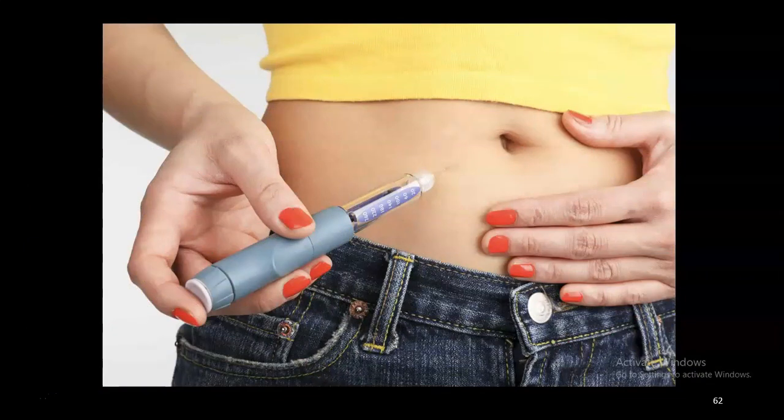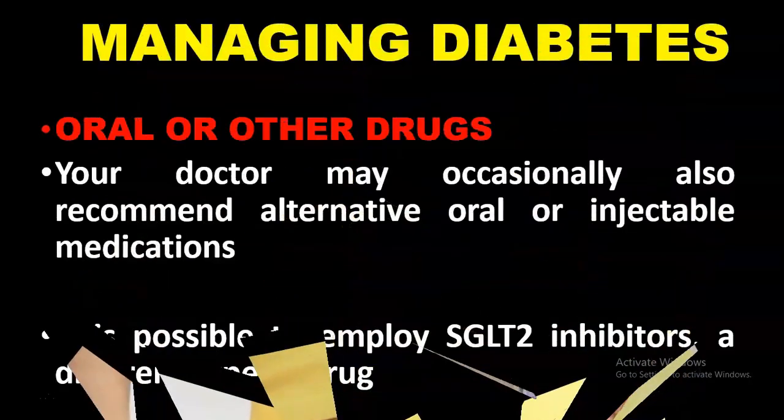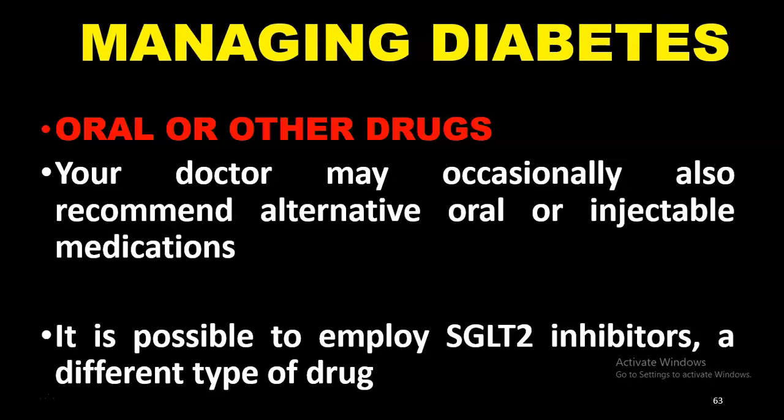So from this picture, you can see that someone is injecting insulin. Oral or other drugs. Your doctor may occasionally also recommend alternative oral or injectable medications. Some diabetic medications encourage the pancreas to produce more insulin.